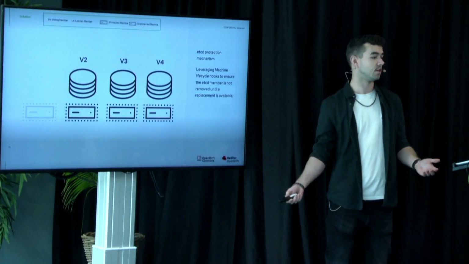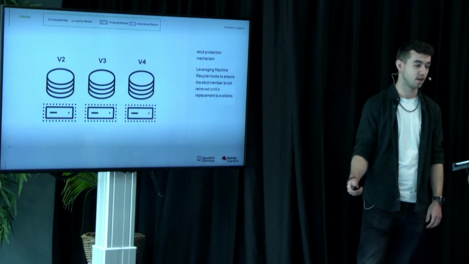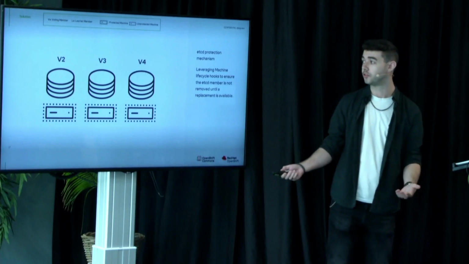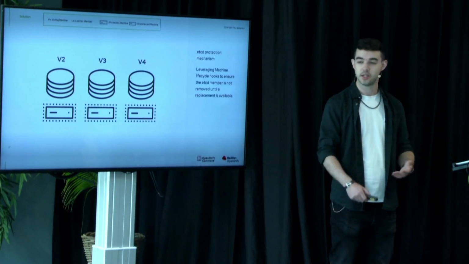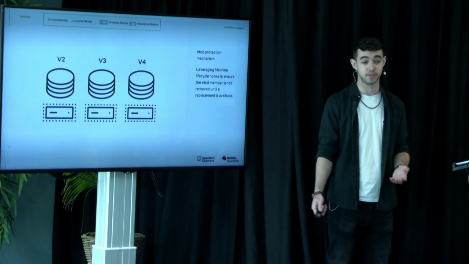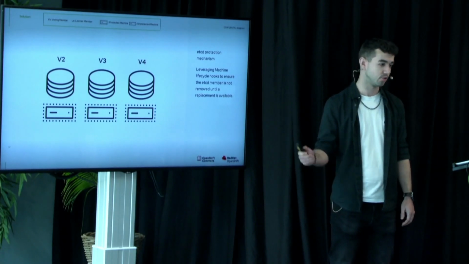Now, if we look at the etcd cluster here, we don't need that machine anymore. We remove the protection, machine API gets rid of it, and we're back to our healthy cluster. So with this protection mechanism in place, it now means that replacing the control plane machines is just a case of deleting and creating machines at the right time. And that's where control plane machine set comes in.